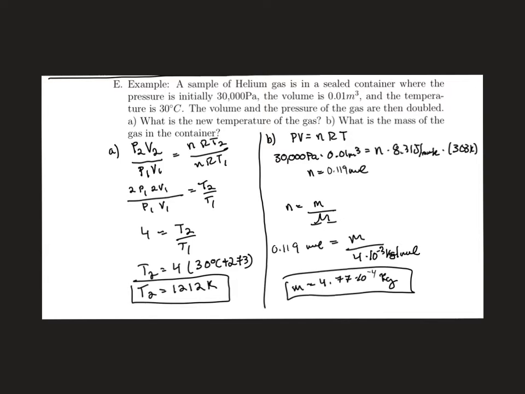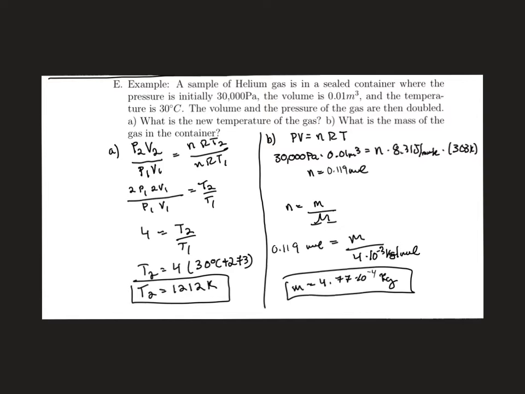Alright, so in this example problem we have a sample of helium that is in a sealed container where the pressure is initially 30,000 pascals and a volume of 0.01 meters cubed. And the temperature is 30 degrees Celsius. The volume and the pressure of the gas are then doubled, and we want to know what the new temperature is and what the mass of the gas container is.